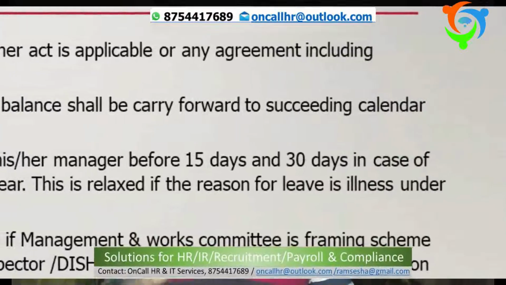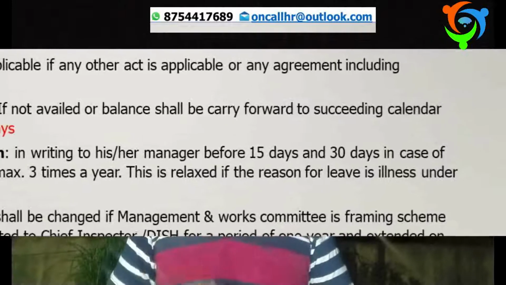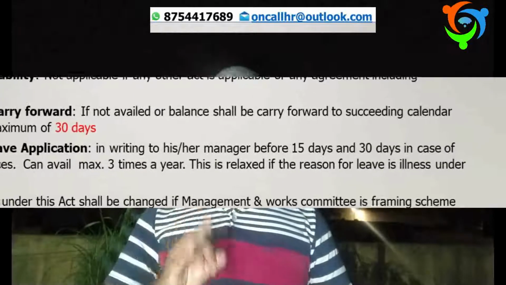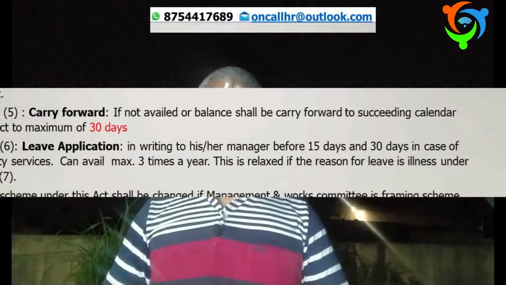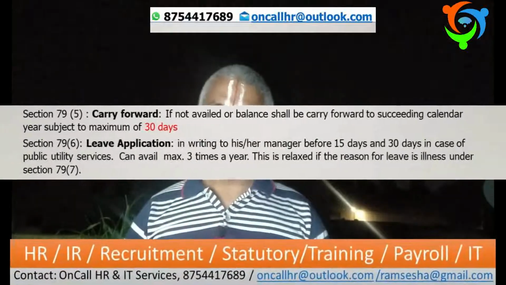Section 79(6) defines how leave is to be applied. Leave is to be applied for in writing, and the employee has to apply 15 days before. In case of public utility service, the employee should apply 30 days before. As well, in a year, the employee can avail this leave only 3 times. These conditions will not be applicable if the employee is availing this leave for his illness. So there is no 15 days or 30 days, nor the limit of 3 times.